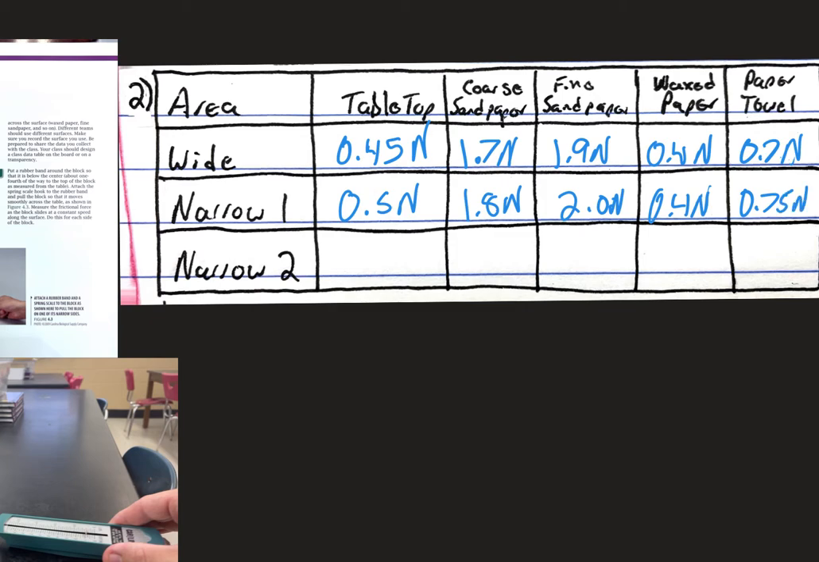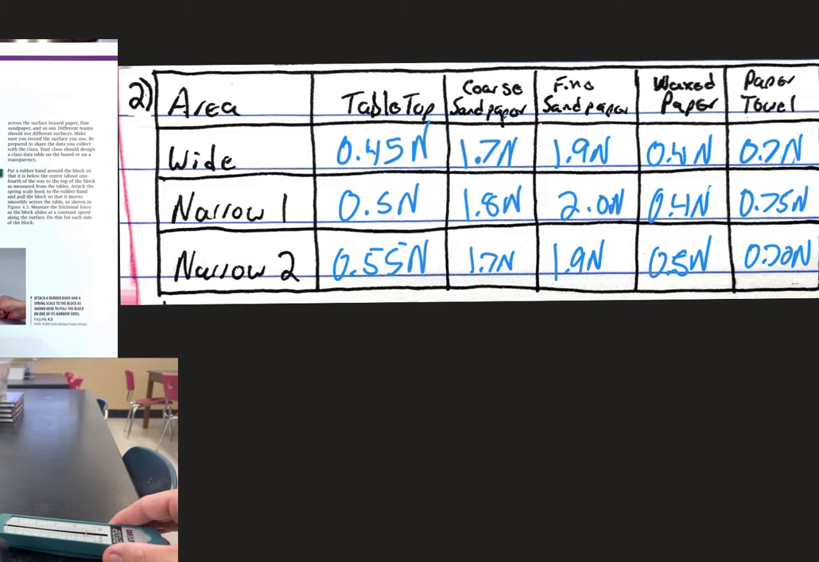Narrow 2 started with 0.55 newtons. Coarse sandpaper, 1.7 newtons. Fine sandpaper, 1.9 newtons. Wax paper, 1.5 newtons. And the last one, paper towels, 0.7 newtons.